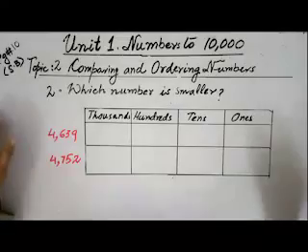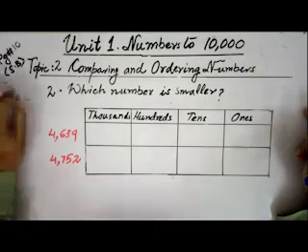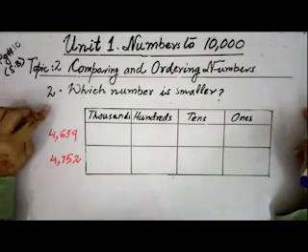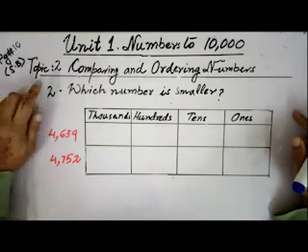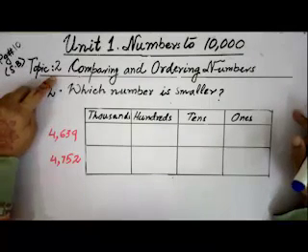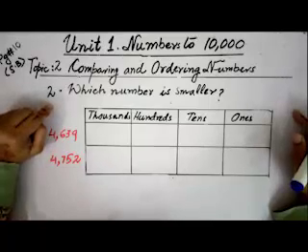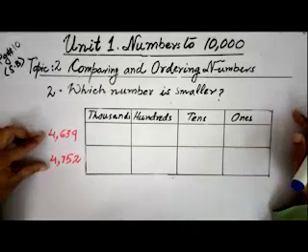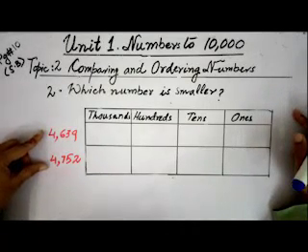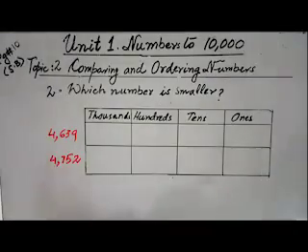Now students, this is page number 10 of your student book, and this is your second objective of topic number 2, comparing and ordering numbers, which number is smaller. Now you are going to find out, you have been given two numbers and you have to find out which number is smaller. So here, what will you do?